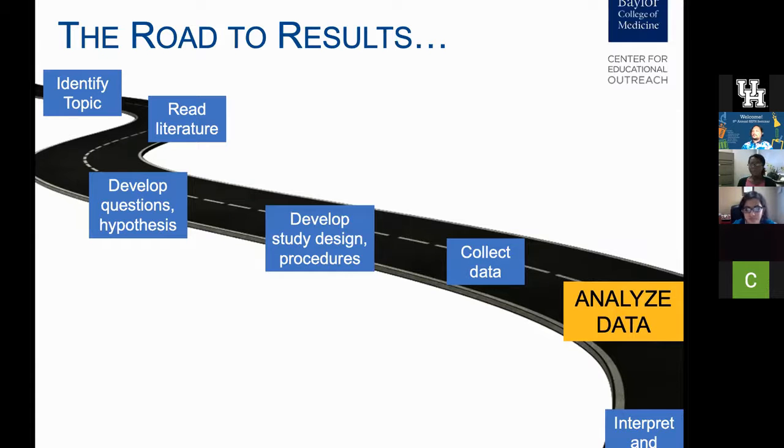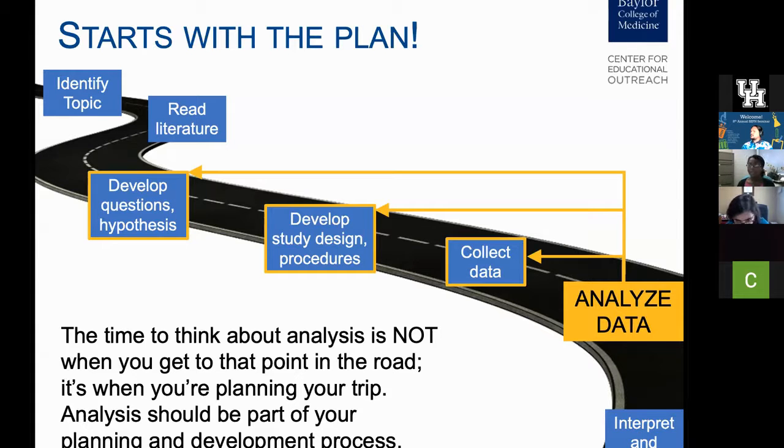So this is a typical approach to research, right? You pick out a topic, you read some literature, figure out what's out there, you develop questions, and then you decide how you're going to study it. You come up with procedures, you collect your data, and then you get to your analysis. And that's usually towards the end of the road. It's something that people think about at the end. The problem is that you don't want to find out when you get there that the data that you've collected is incorrect, or it's not going to help you answer your question. So really, the time to think about analysis is not all the way at the end after you've collected the data, but at every point along the way. It's part of the trip, part of the journey.